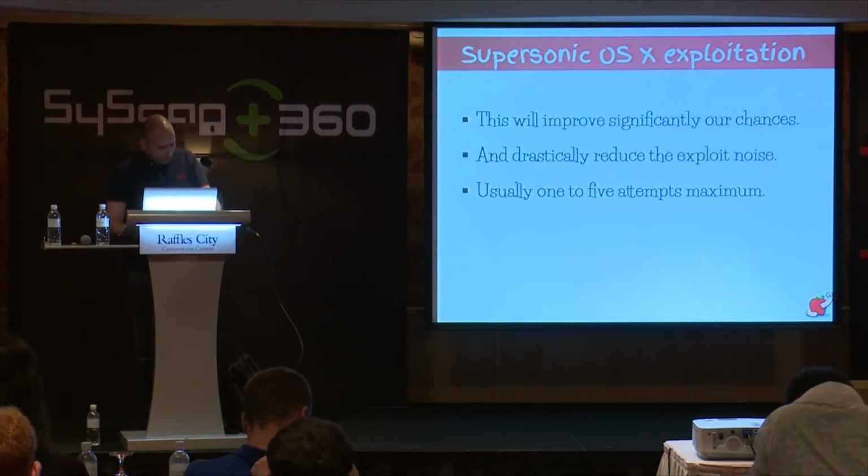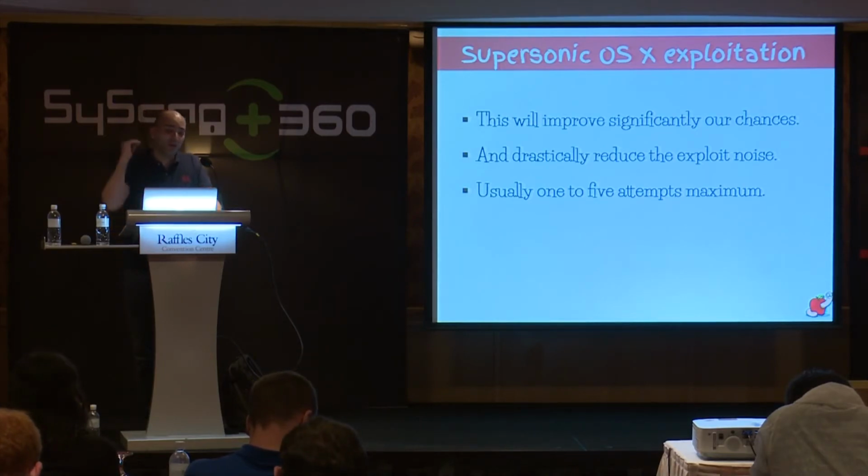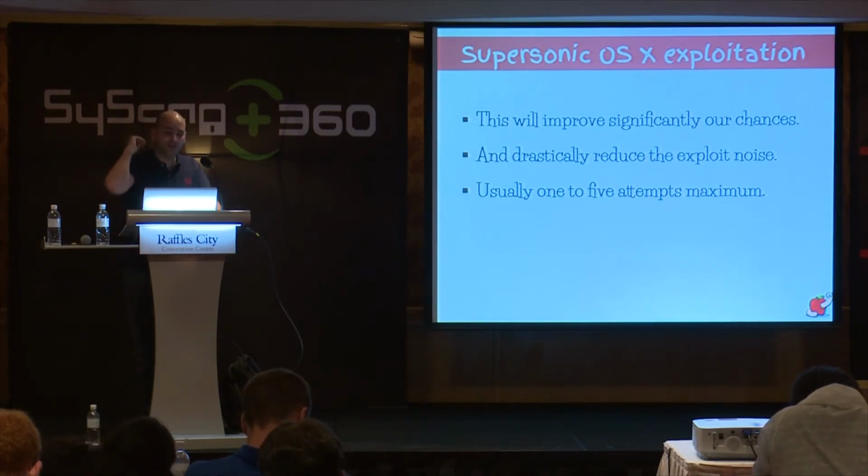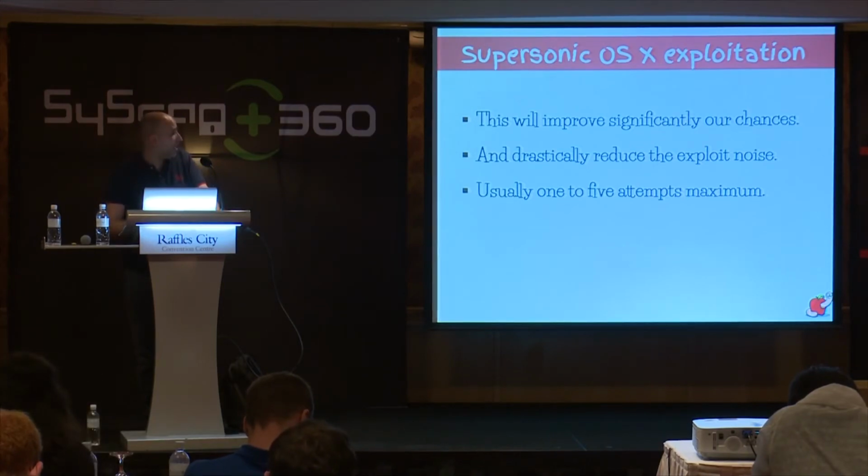That's it. But this has an advantage that it will improve our chances, because we know we are going to write, instead of brute forcing and finding using the ASLR offset of 0, we know we are going to try to write at the fixed offset. So this improves a lot the exploit noise. We just need like 1 to 5 attempts and we win the race.